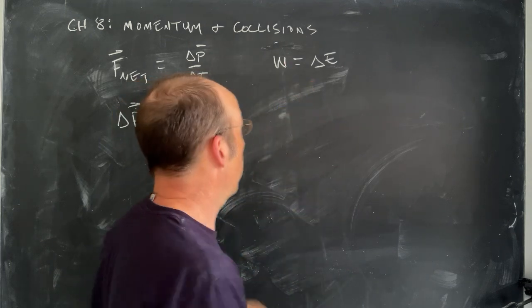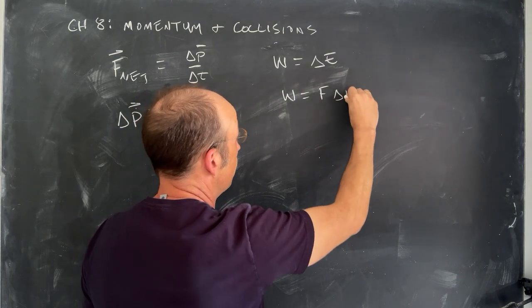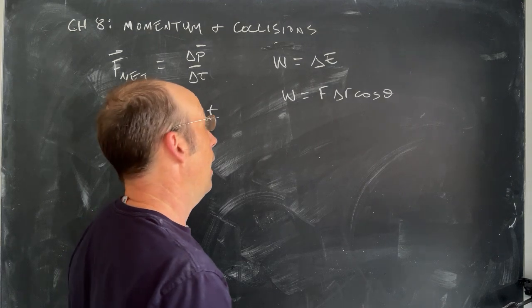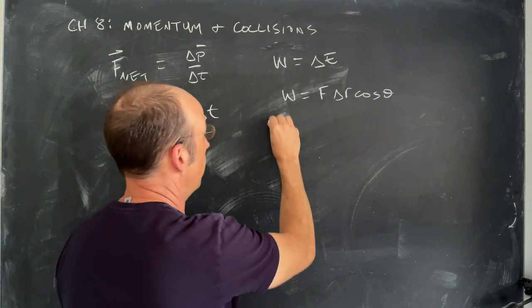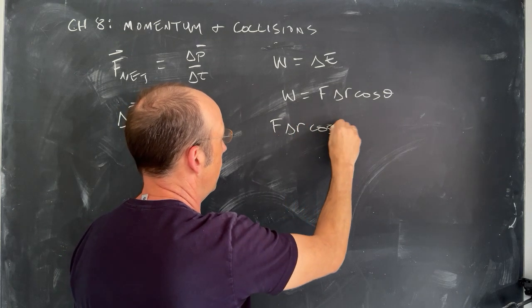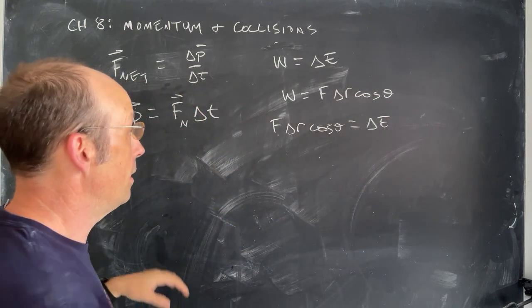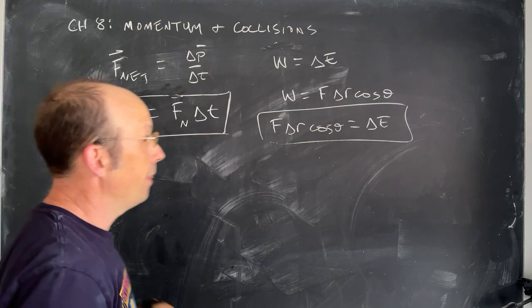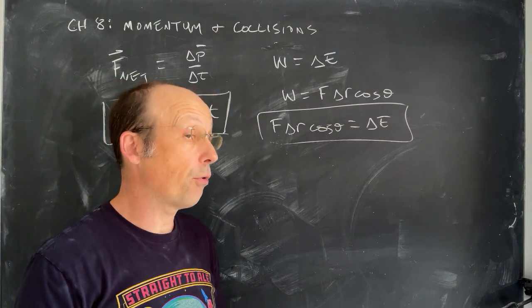Remember how we defined work. Work was F delta r cosine theta. I'm going to write the work energy principle as F delta r cosine theta is delta E, the change in energy. This is the work energy principle. This is the momentum principle. There are some very important similarities and some very important differences.